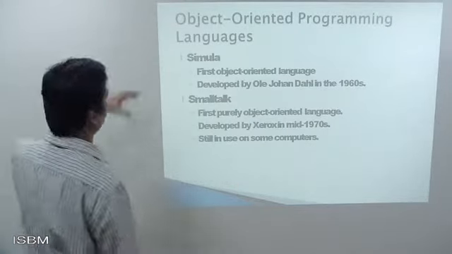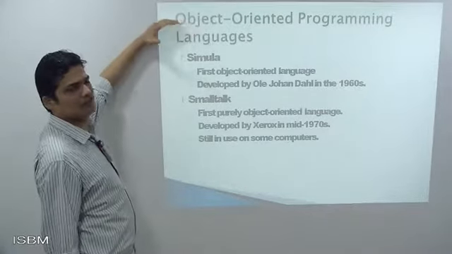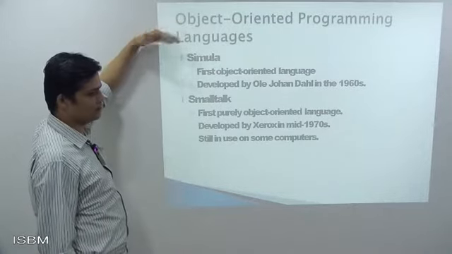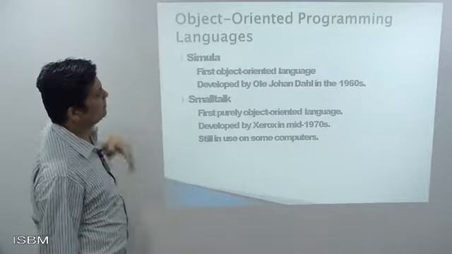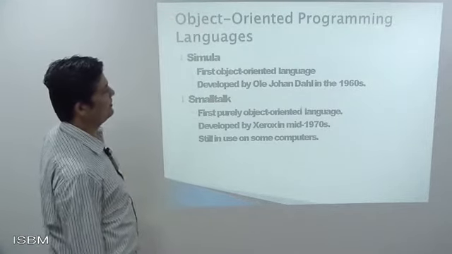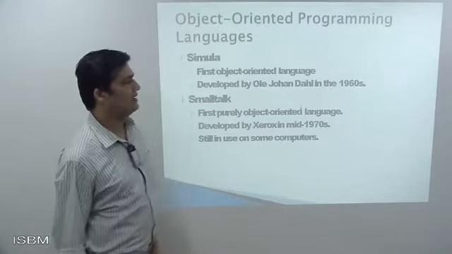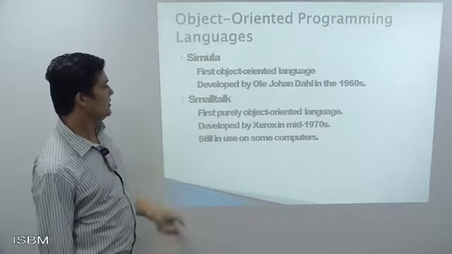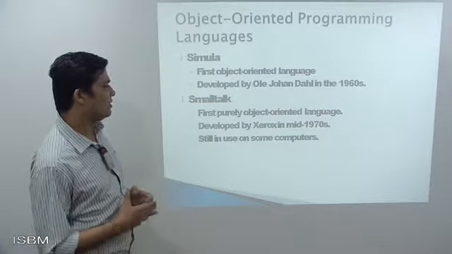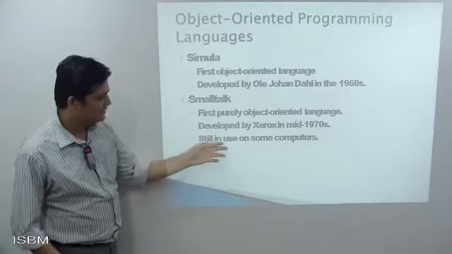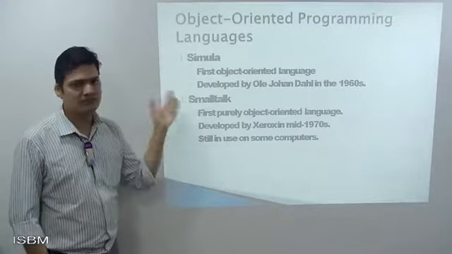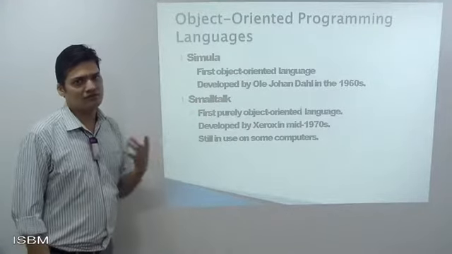Then object-oriented programming languages come from a little bit of third generation, and after that fourth generation languages are entirely object-oriented. So Simula, the first object-oriented language, developed by Ole-Johan Dahl in the 1960s. Then we have Smalltalk, the first purely object-oriented language, developed by Xerox in the mid 70s. Still used on some computers. Smalltalk they are still using for some computers.